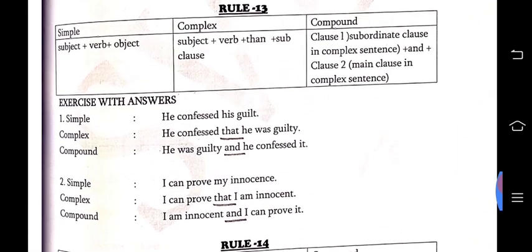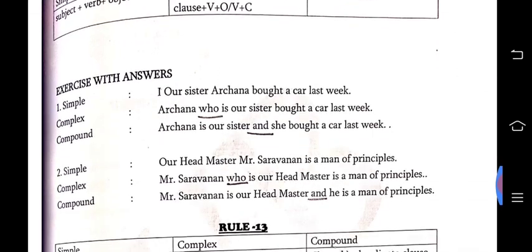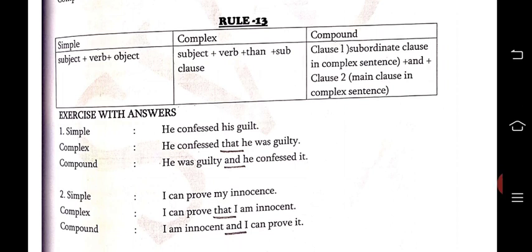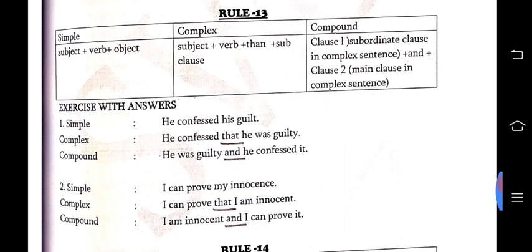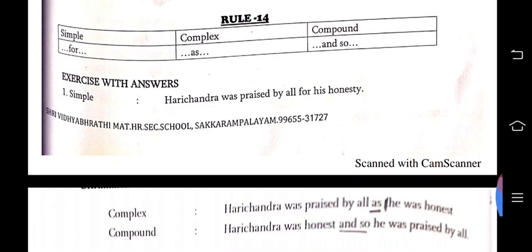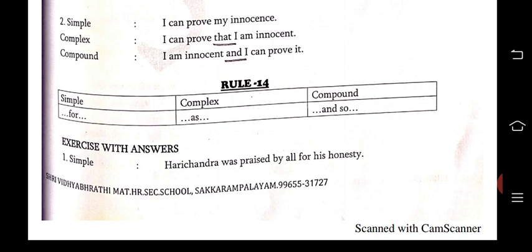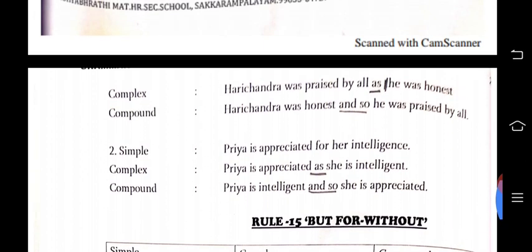Whereas in rule number 13 and in rule number 12 we have used who, relative. Okay, and here which. Okay, so thing. So the thing related to which or that. So that's what we are using, that. Whereas here it deals with the reason. So we are using a subordinate conjunction for complex, and as for reason. Okay. So Harichandra was praised by all as he was honest.